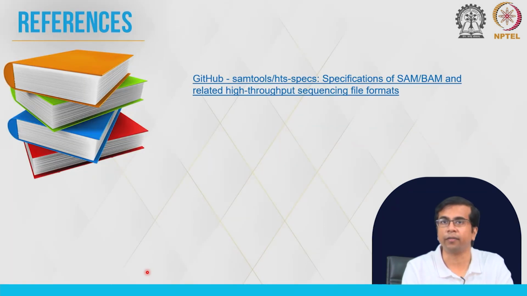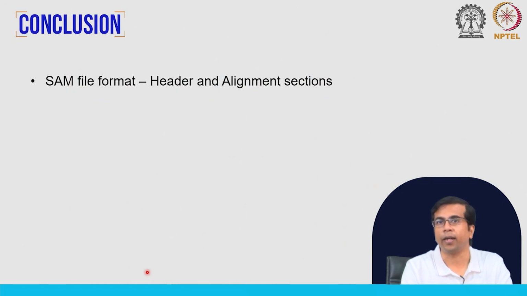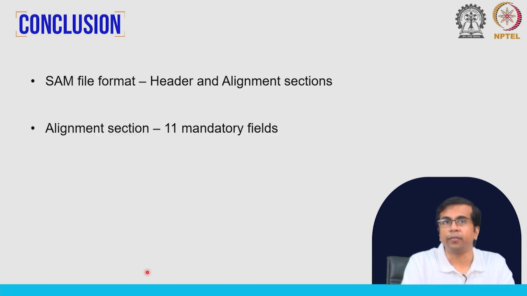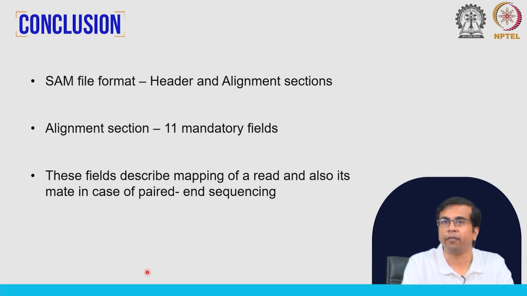These are the references that I used for this class, and to summarize, we have now learned about the SAM file format. We looked into the header section in the last class, and we have started looking at the alignment section. We have not completed it because there are 4 more fields, and we will describe those in the next class. In the alignment section, as I mentioned, there are 11 mandatory fields that will always be present in a SAM file, and then you can also have some optional fields. These mandatory fields describe the mapping of a read and also its mate in the case of paired sequencing, and we will look at the second part in the next class.